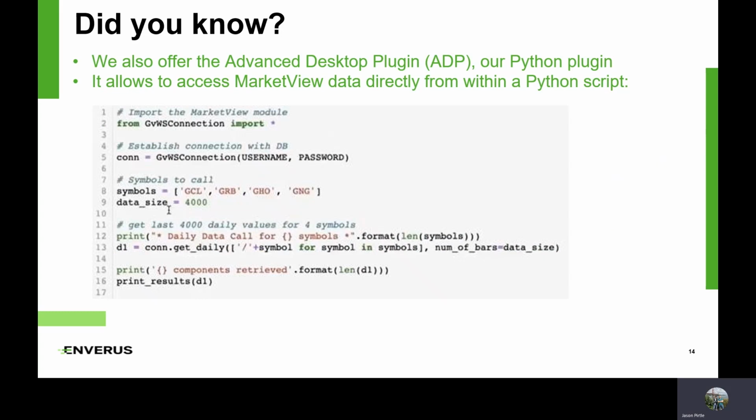Did you know we also offer a desktop plugin for Python? It allows you to access MarketView data directly within a Python script. Python has become a pretty popular language, especially in the big data world, for people who are managing data lakes. So this is always an option. There's nothing really fancy about it. It has almost all of the same functionality as the web service API, and that's another option for users who prefer Python over other languages.